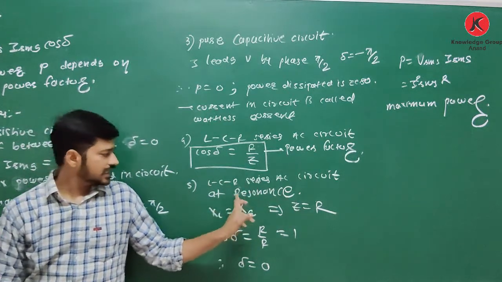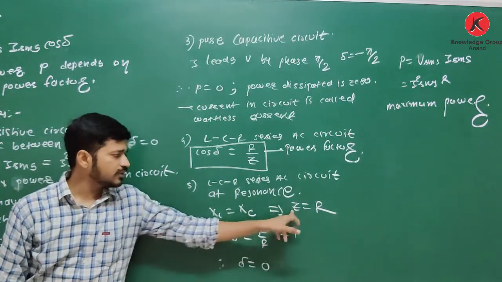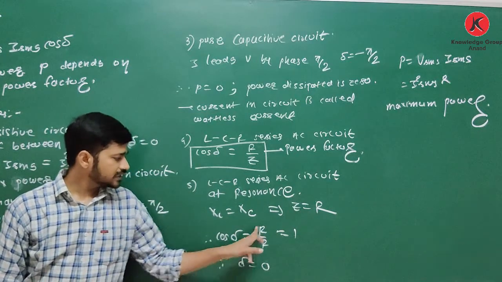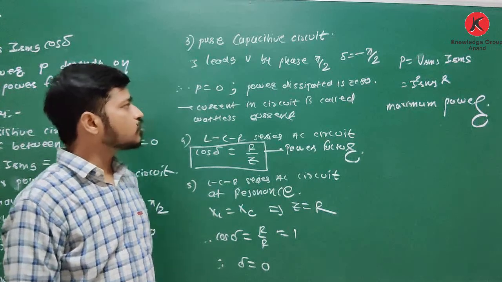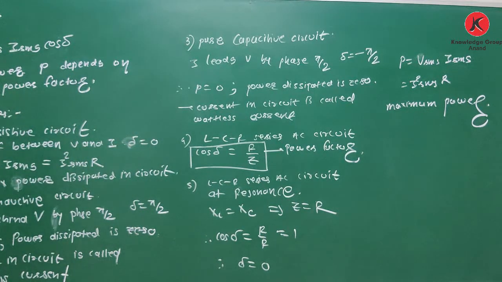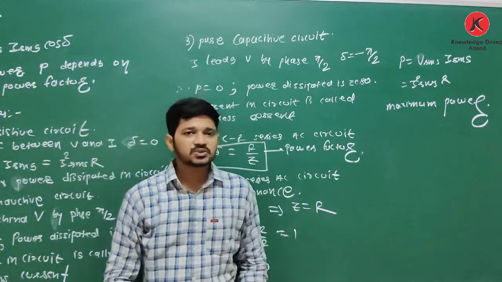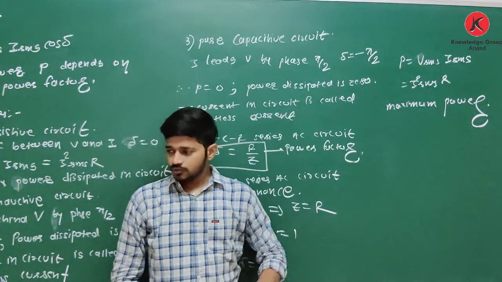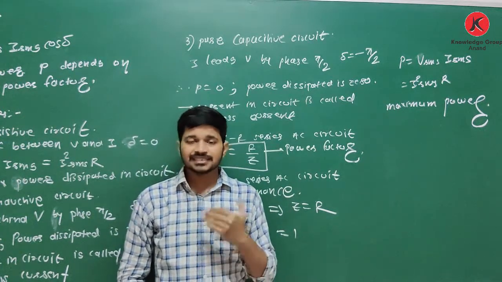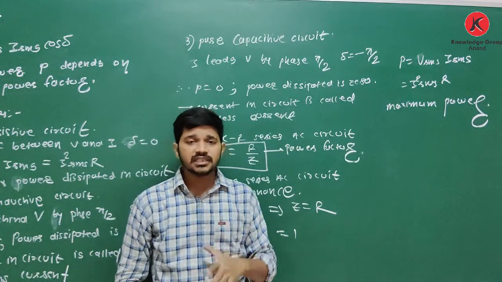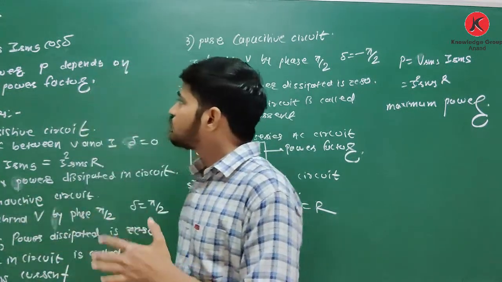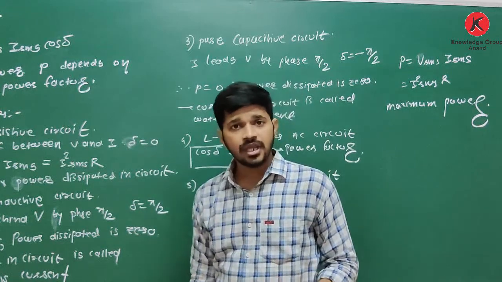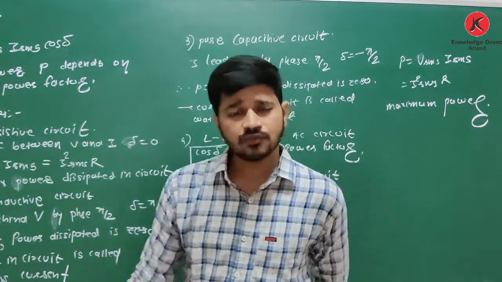So yes, again this point is important. LCR series AC circuit at resonance, XL is equal to XC and Z is equal to R. So cos del is equal to 1, and del is equal to 0. So power P is equal to V RMS I RMS is equal to I RMS square R. That is maximum power. So yes, it is one important theory, LCR series AC circuit, and in that, what is average power? Clear about this? This is it for today.